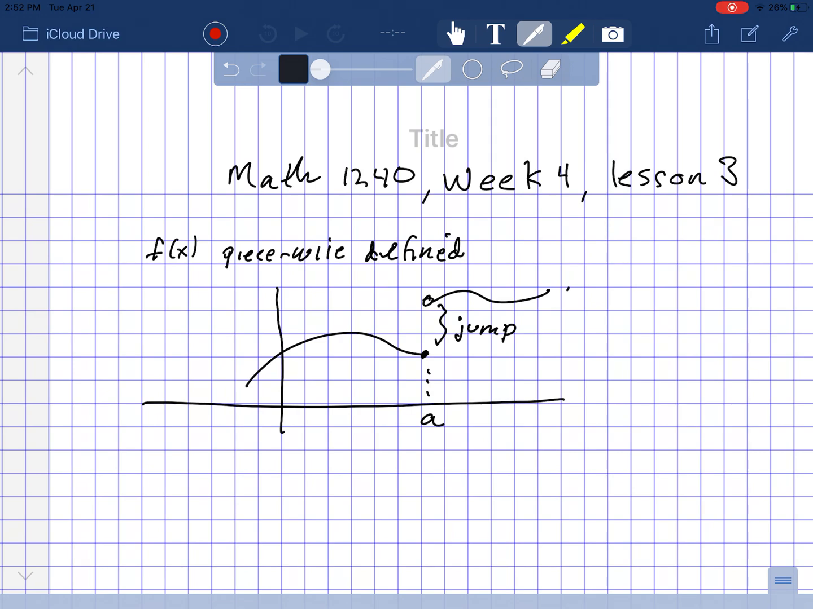And what we found was that if we look at the limit as x approaches a of f of x, in this case, this does not exist. Okay, so this was one type of function where the limit of the function as x approached a particular value, in this case a, that limit failed to exist.